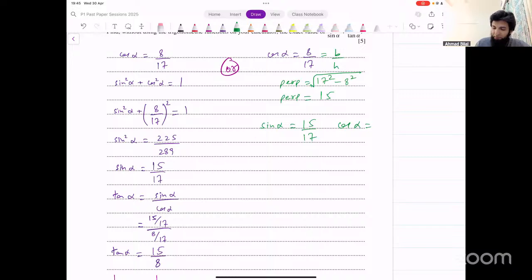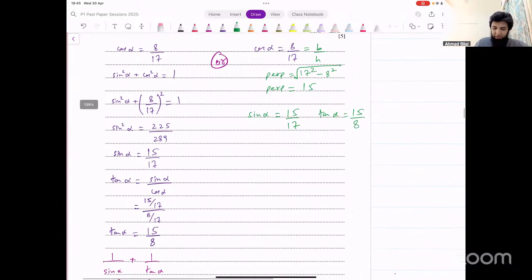And cos alpha would be base over hypotenuse, that's 8 over... cos alpha is already given. You have to find tan alpha. Tan alpha would be perpendicular over the base. Perpendicular is 15, base is 8, 15 over 8. And that's it. We got the same values here.